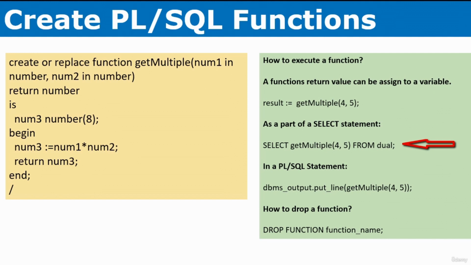It is mainly used for selecting pseudo column like the one we have in the example. You can also execute a function as a PL SQL statement. For example, here we are outputting the function and the parameters supplied. You can drop a function by typing in the word drop function followed by the name of the function.